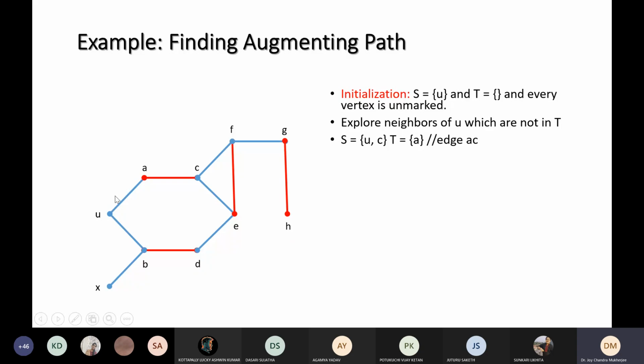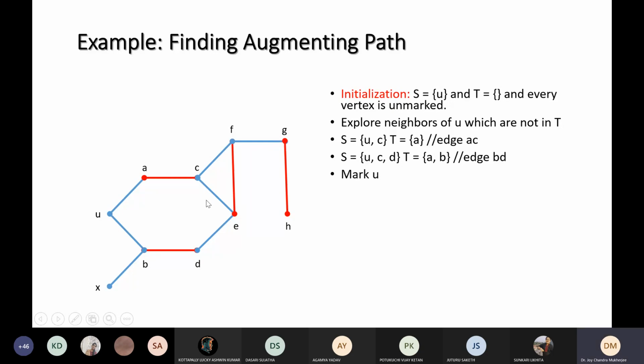So I started the algorithm from U. I reach A, C. I reach C through a saturated edge. So C goes to S and A goes to T. I explore the edge AC. Then since it is a BFS, I go from U to B, B to D. So I reach D through a saturated edge. So D is appended to S and B is appended to T. Now all the neighbors of U are explored, so we mark U.